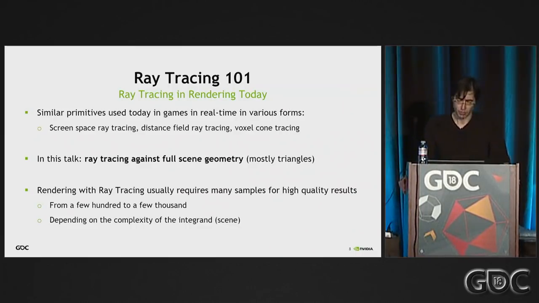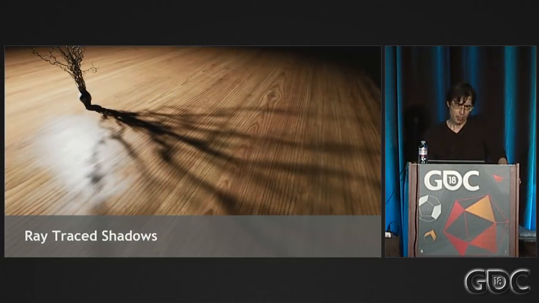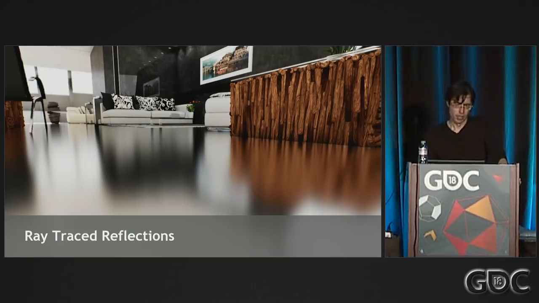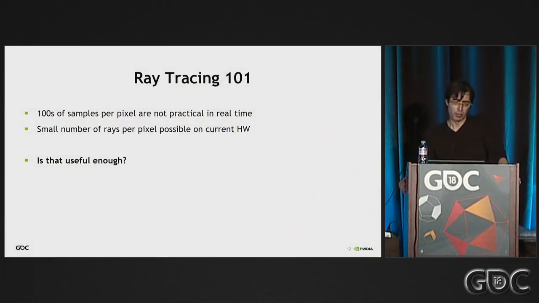Usually rendering with ray tracing requires many samples to achieve really high quality results. Film rendering will typically use from a few hundred to a few thousand samples to achieve really high quality images. Depending on the complexity of the integrand or the scene, its materials, its geometry, etc., it will require more or fewer samples. Here are some example images generated with some number of samples, in this case, ray traced shadows from a spherical area light. And here is another one generated also with some number of samples for ambient occlusion, and finally for glossy reflections.